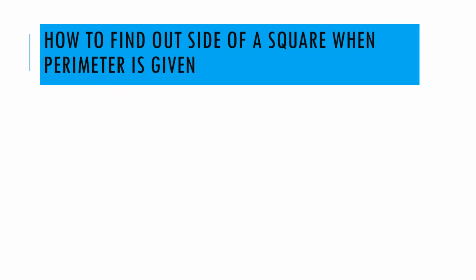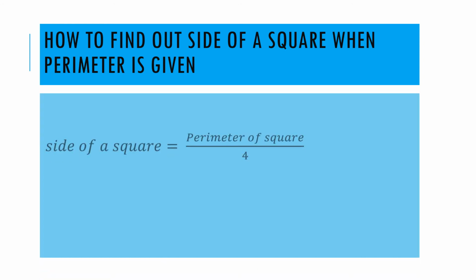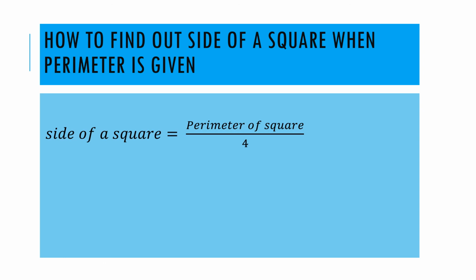How to find out the side of a square when perimeter is given? Formula is: side of a square is equal to perimeter of a square upon 4. If you divide the perimeter of a square by 4, you get the side of the square.